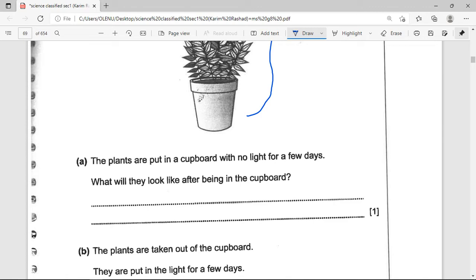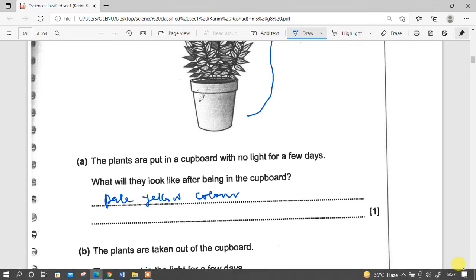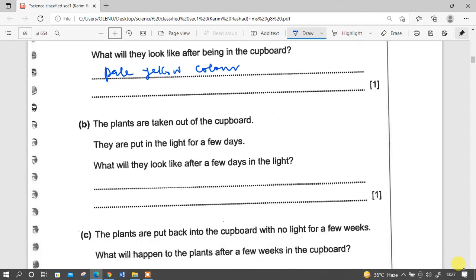Once it's in the cupboard, it will change color, it will have a pale yellow color, because of lack of sunlight. Now the next question is, the plants are taken out of the cupboard and put in the light for a few days. What will the color look like? The color will change from pale yellow to green because it's now photosynthesizing.